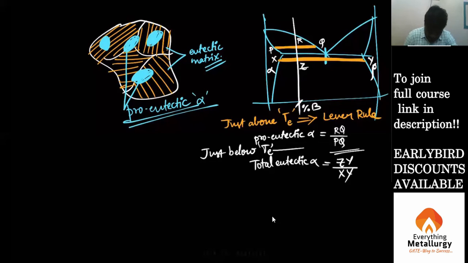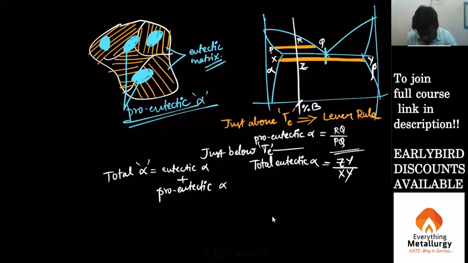And again, as I already showed in the previous slide, my total alpha will be coming from two different sources. One is the eutectic from the transformation, and the other is the pro-eutectic alpha. I'm considering a hypo-eutectic steel or whatever alloy, so that's why I mentioned alpha. If it's hyper, then you have to calculate pro-eutectic beta. Of course, you know that this will be L plus beta and L plus alpha, so from there you'll get the pro-eutectic alpha or pro-eutectic beta.